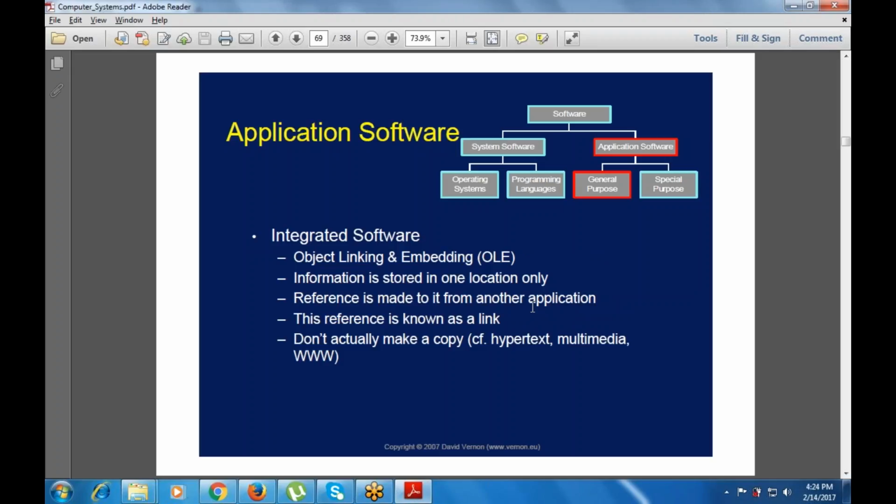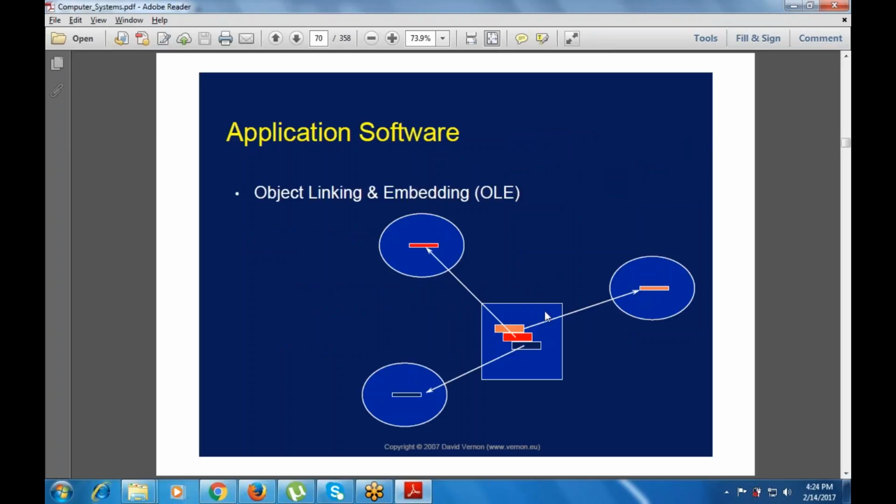The next is integrated software: one is OLE, object linking and embedding. The information is stored in one location only. Then the reference is made to it from another application, and this reference is known as the link. This does not actually make a copy, but it is used with hypertext, multimedia, and the www. This is OLE, object linking and embedding. It is used for linking the concept, embedding the concept, that means inserting the concept in the object.